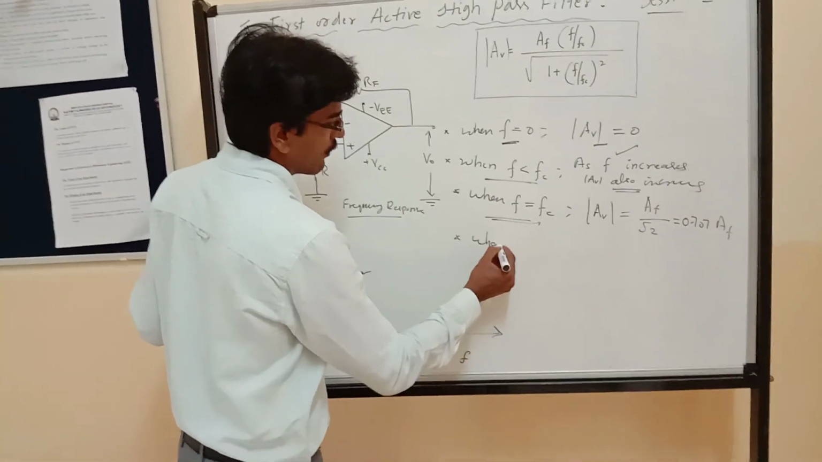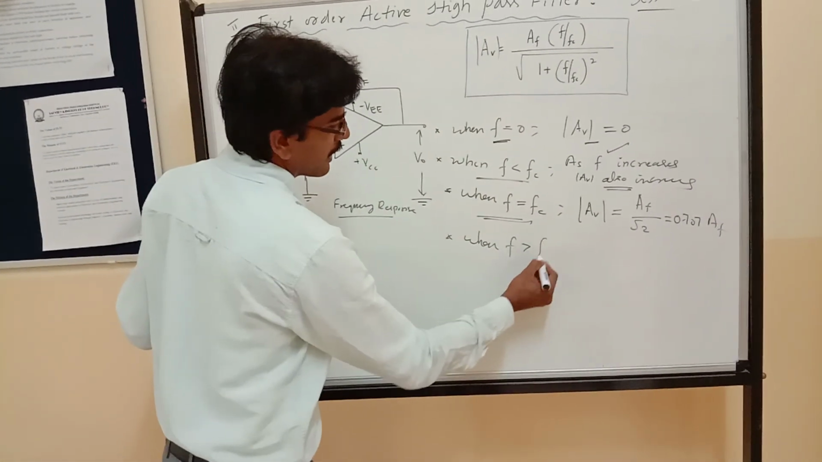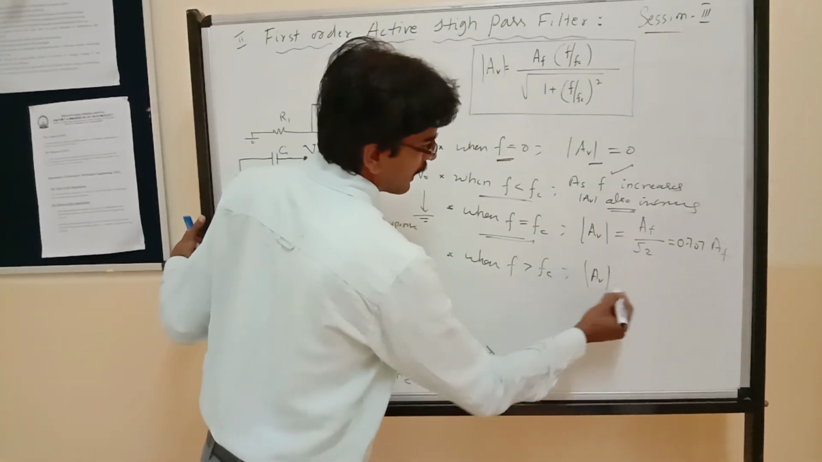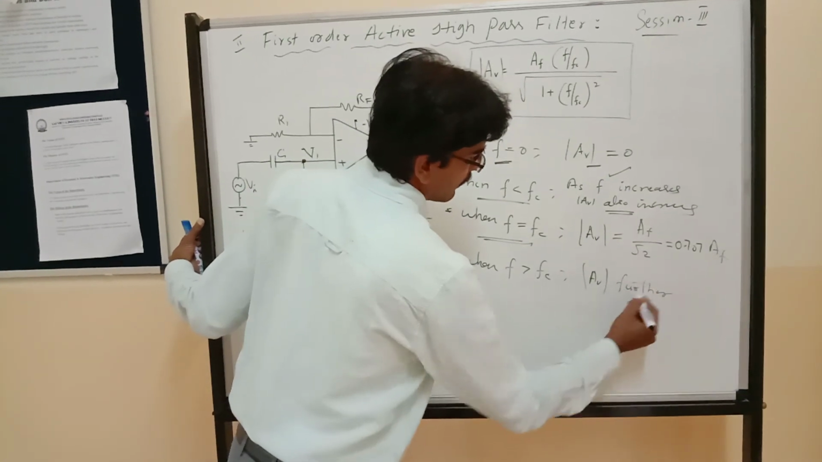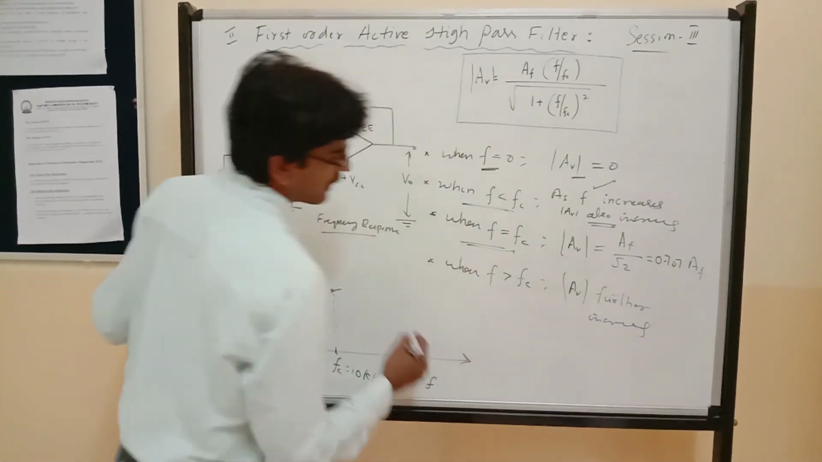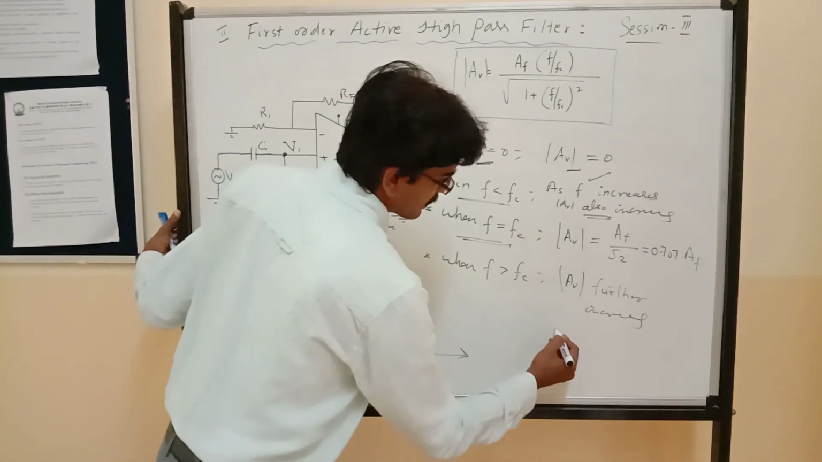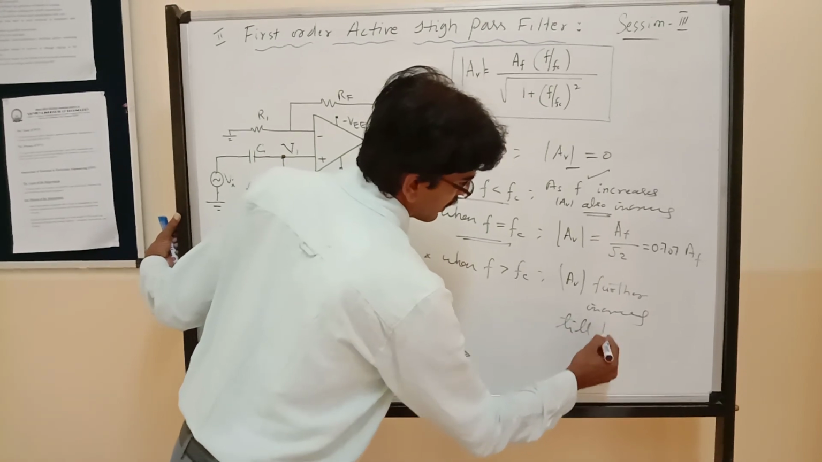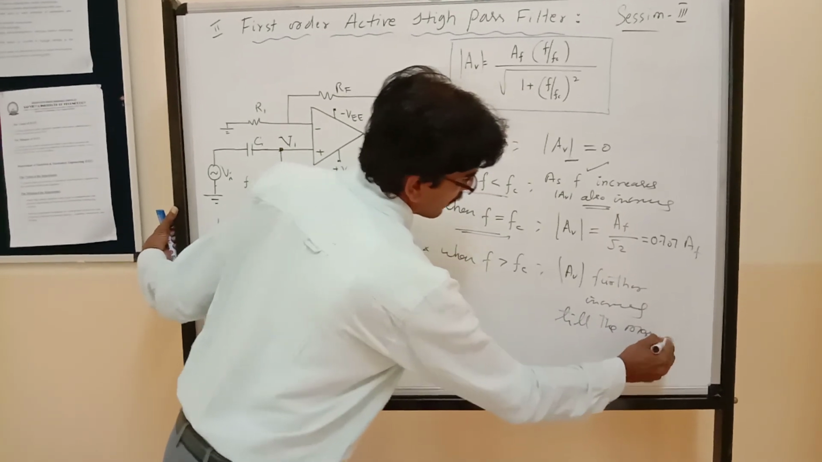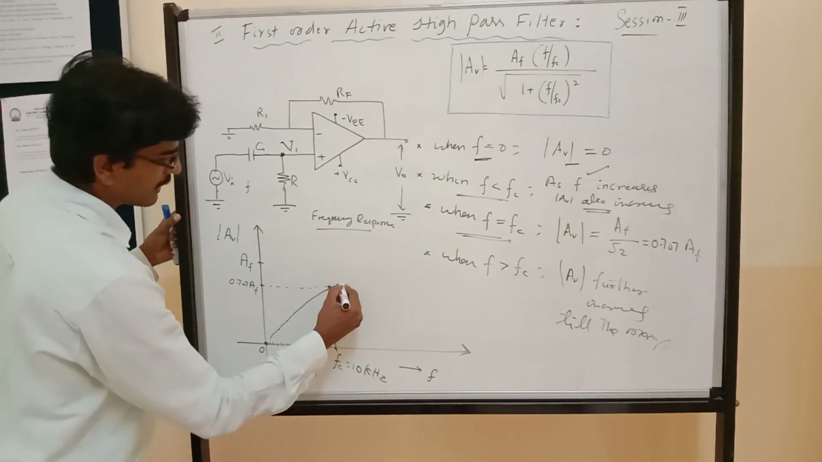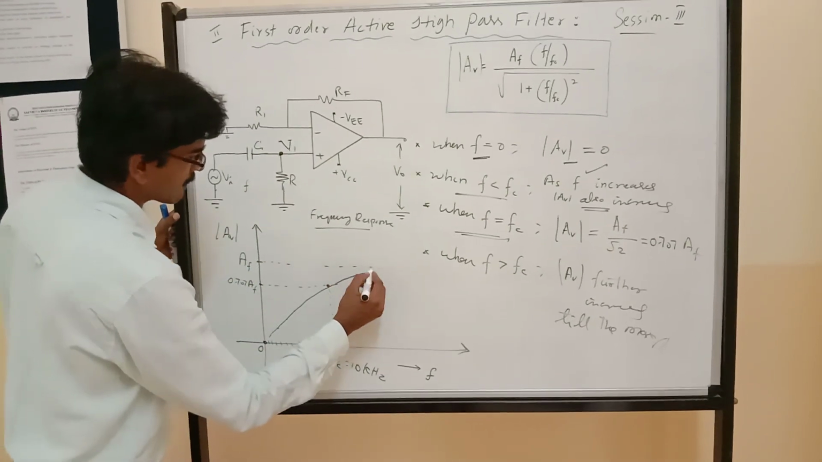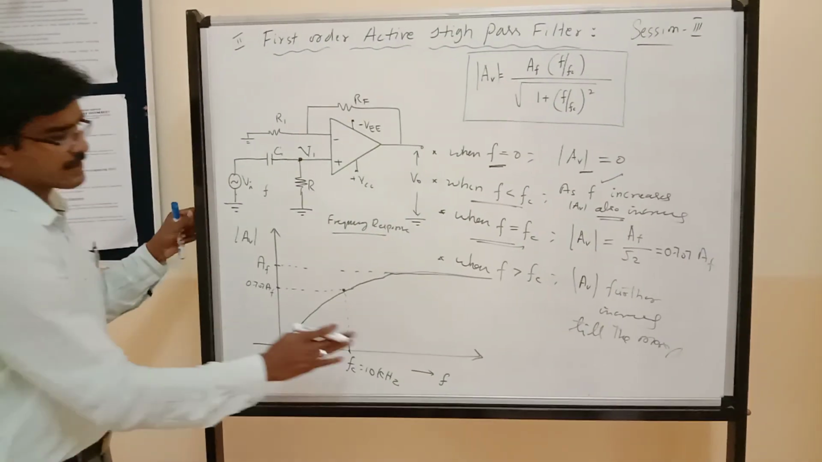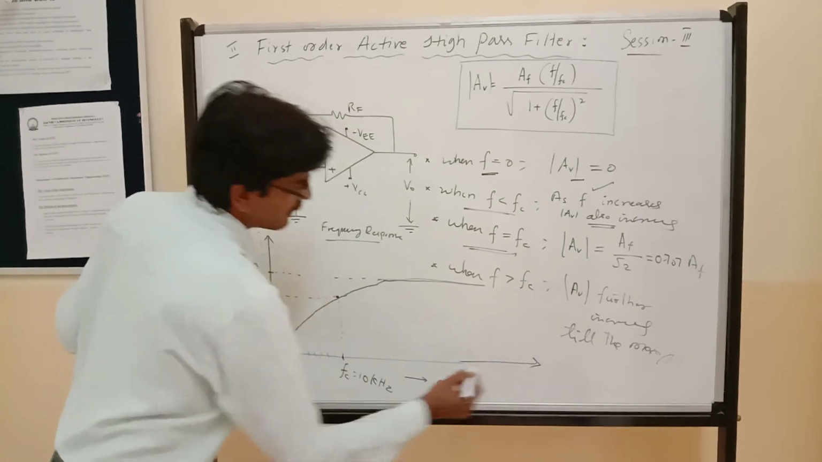Fourth case, when the frequency of the input signal is greater than Fc, what happens? As you know, the magnitude of gain further increases till the maximum value. What is the maximum value? This is the maximum value. So it increases, reaches its maximum value, and then becomes constant. So this is the frequency response curve of a high pass filter.